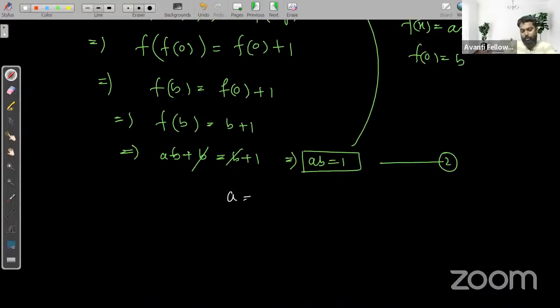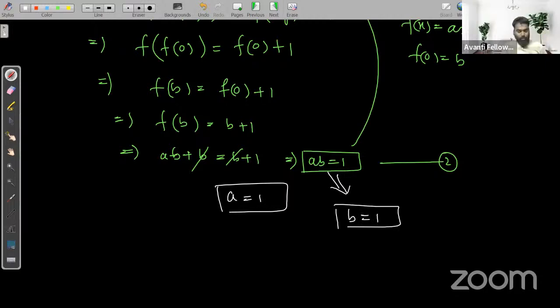If a is equal to 1 and ab is 1, then b must be 1, so a is equal to b is equal to 1. So my function becomes f of x is equal to 1 plus x, since f of x we have taken as ax plus b. Now come to the given questions.